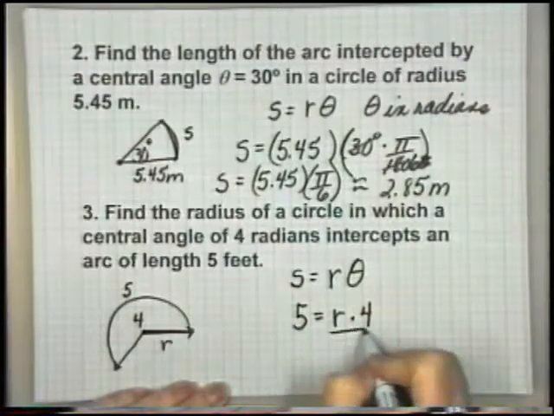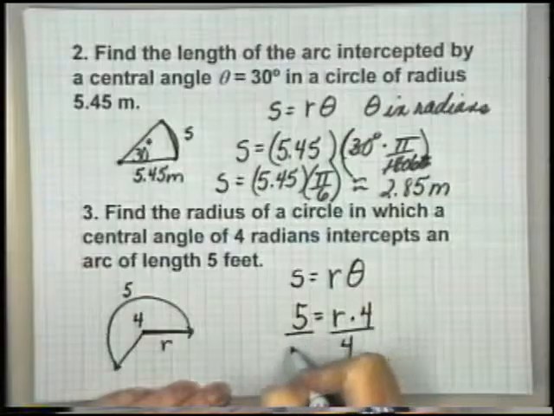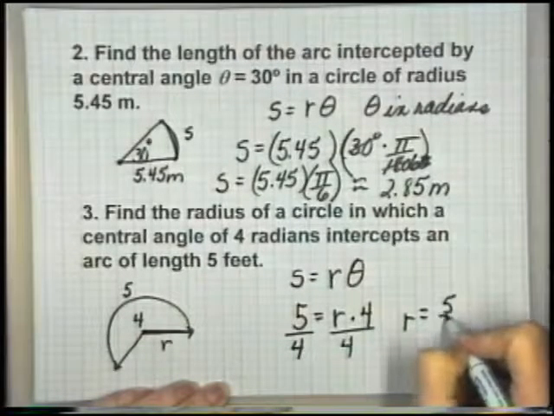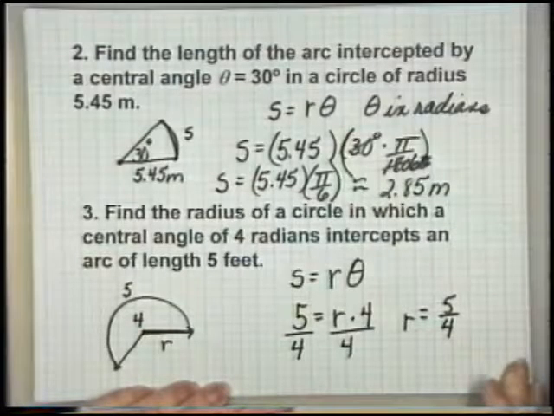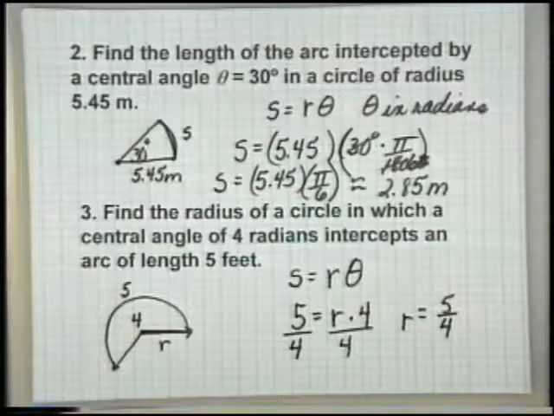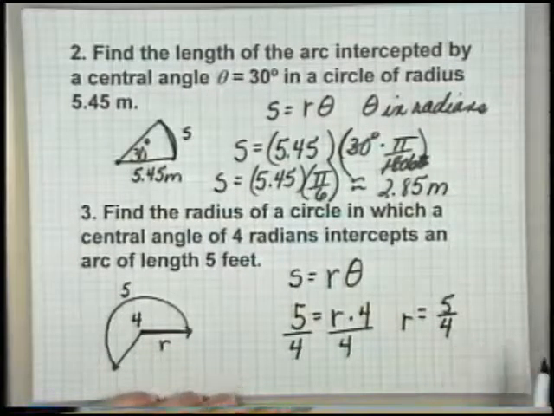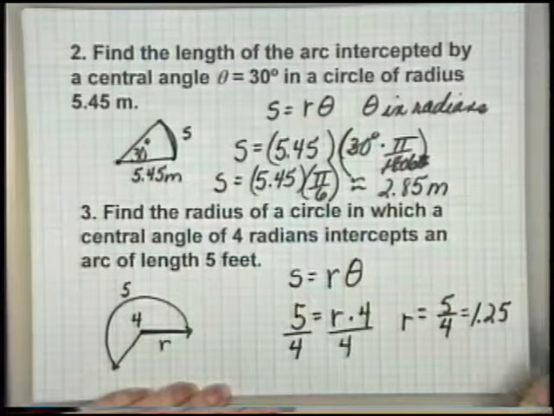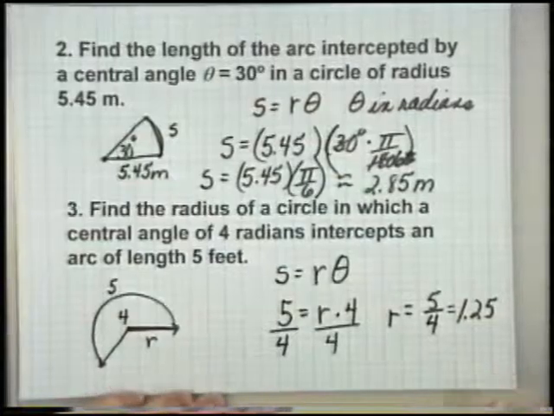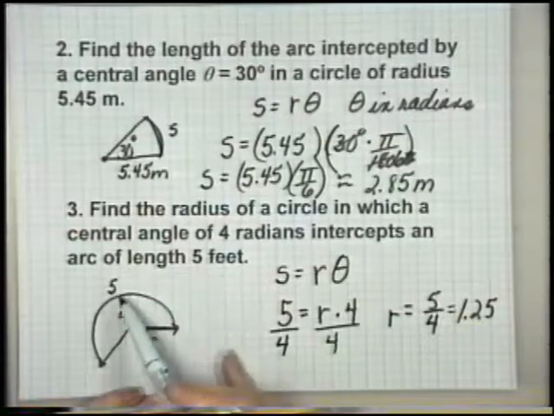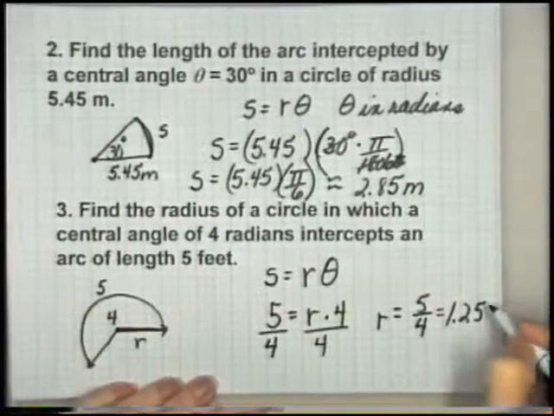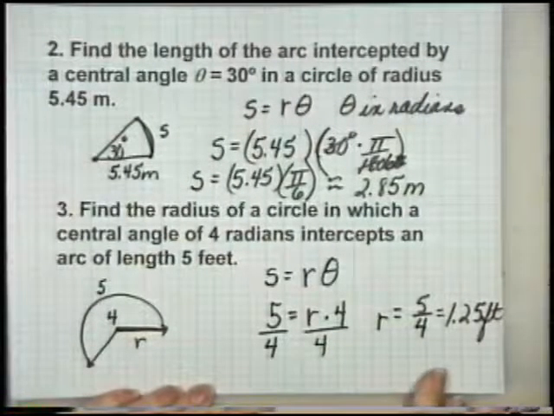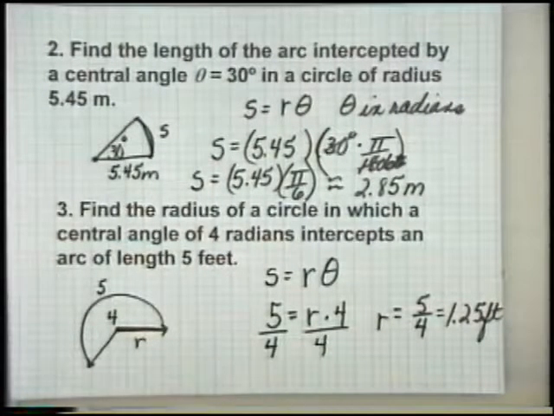So to solve for R, I'll divide both sides by 4. So R equals 5/4. And I would just leave it like that. If you want a decimal approximation, of course it's not even an approximation, it's 1.25, and R will have the same measure. Since S is feet, R will be feet, and so I'll just put feet right there.